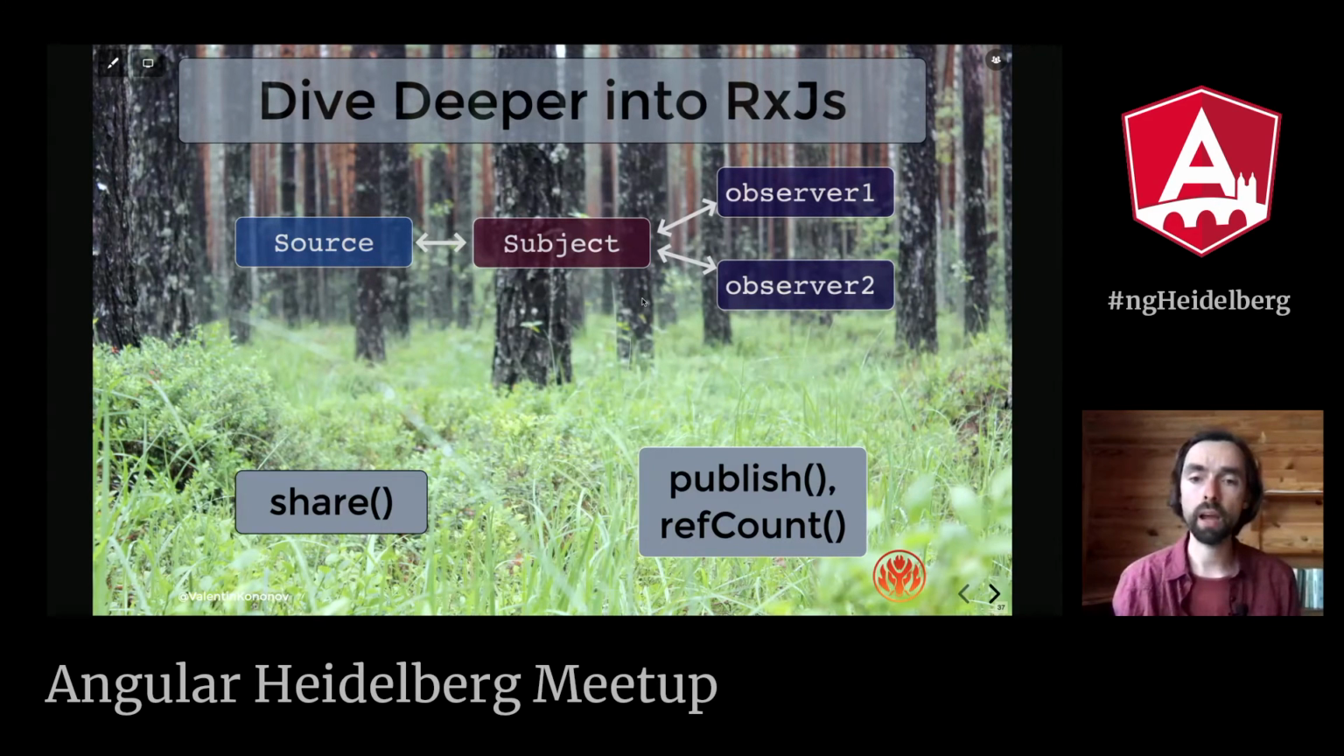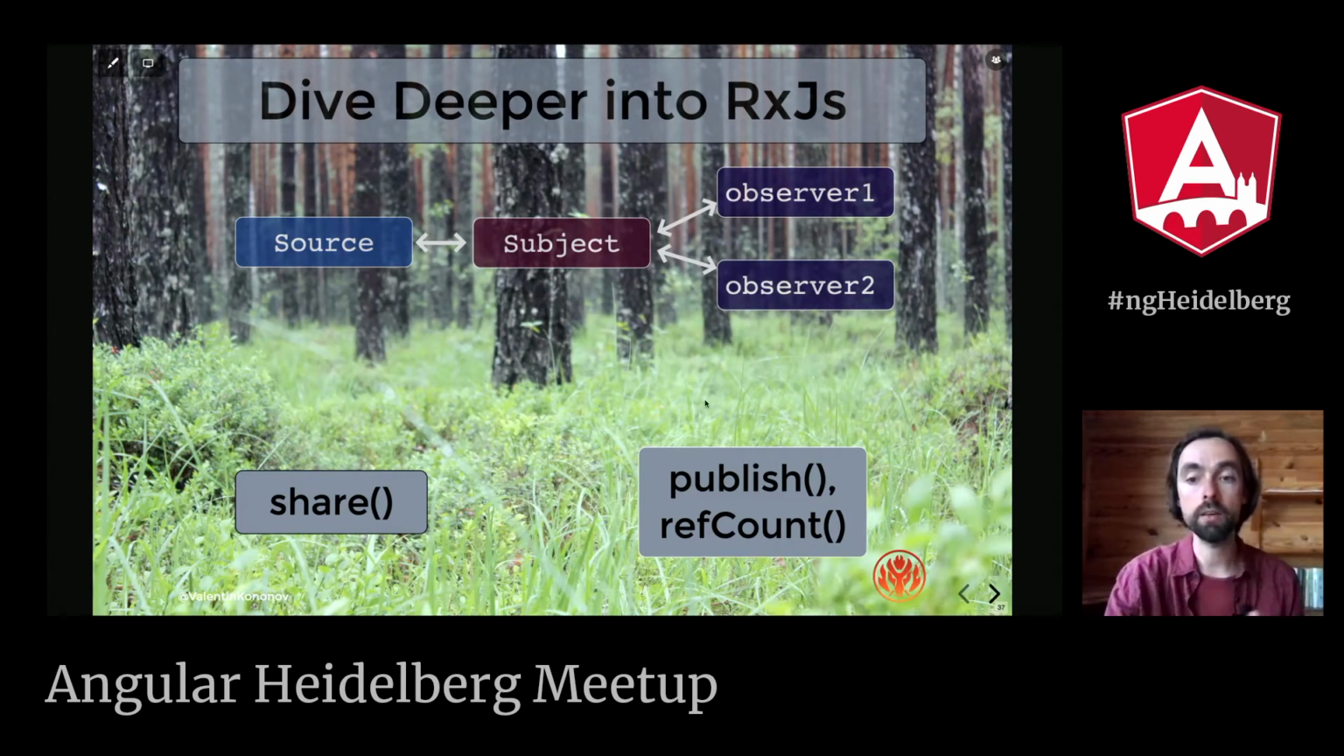And I wonder what's the difference. Basically, the mechanism is 99% the same, except one case. So the publish basically does just the creation of this intermediate subject. And the ref count starts the mechanism of counting the references to your subscribers, just to be able to unsubscribe and release resources.